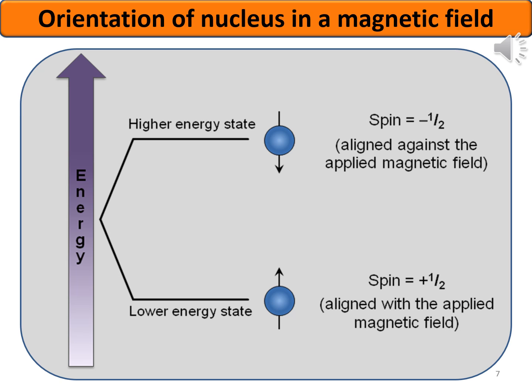In the absence of an external magnetic field, all these orientations of the nucleus are of equal energy. When a magnetic field is applied, the energy levels split into a lower energy state and a higher energy state, and each of these levels is given a spin quantum number I. In the lower energy state, the nuclei align in the direction of the applied magnetic field, and in the higher energy state, they align in a direction opposite to the applied magnetic field.